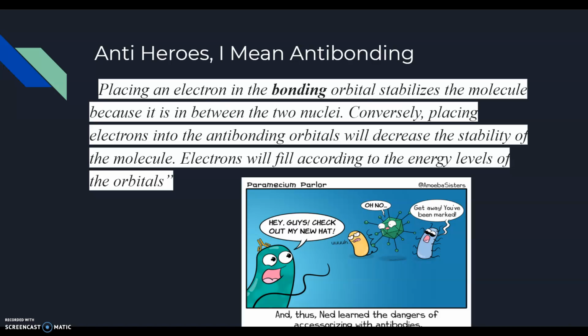Electrons will fill according to the energy levels of the orbitals no matter what. They will first fill the lower energy orbitals, and then they will fill the higher orbitals. And that's something that we might not realize we're talking about with bond order, but we have learned it even in our high school chemistry class. And then if a bond order of 0 is obtained, that means that the molecule is too unstable, so it will not exist.